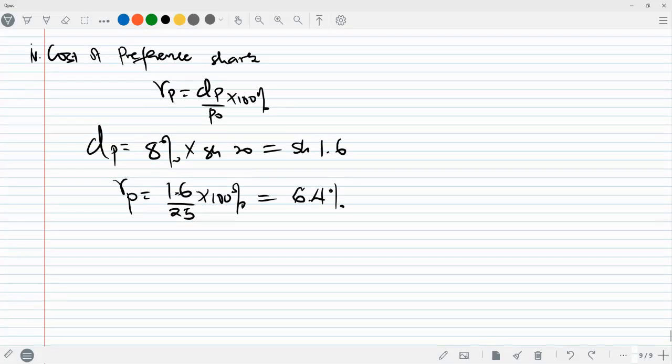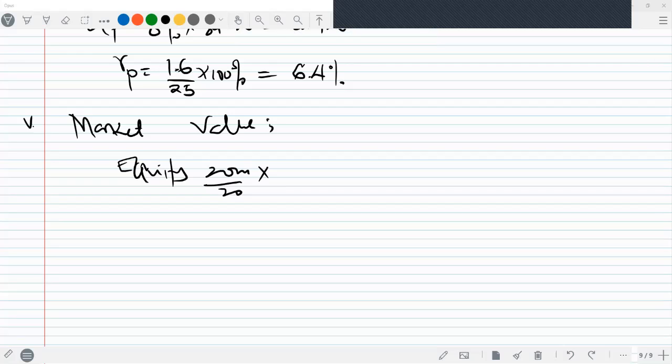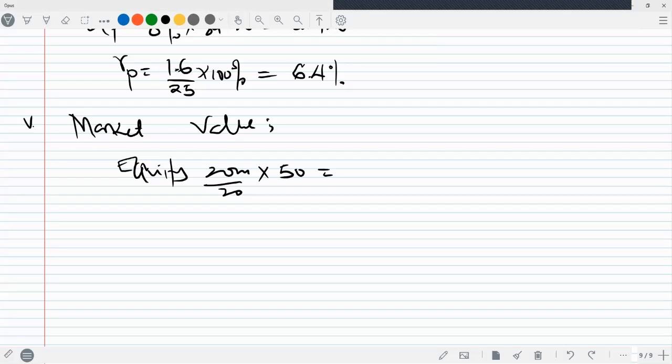Next, we get the weighted average cost of capital, which is equal to the market value of equity. We need to get the market values even before we get the cost. So the next step is to get the market value from each of those three sources of capital. Equity: we need the number of shares, which is 20 million divided by 20. This gives us the number of shares issued by the company. We multiply by the market value per equity share, which is 50 as per note 3, giving us 50 million.